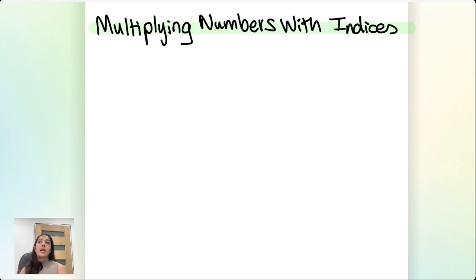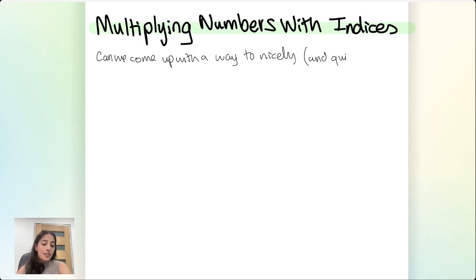Alrighty, so we're going to now think about multiplying numbers with indices. Now, I'm going to try and teach this to you in the most intuitive way possible. I don't want to introduce any new concepts to you. I literally just want to show you what you already know about this, because believe it or not, you already know this whole topic. It's just me rehashing things and putting them into a new form. So let's look at, can we come up with a way to nicely, and I'm going to say nicely and quickly, multiply numbers that have indices?